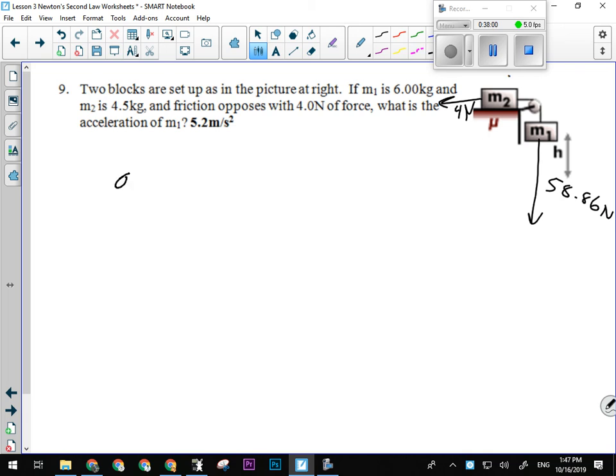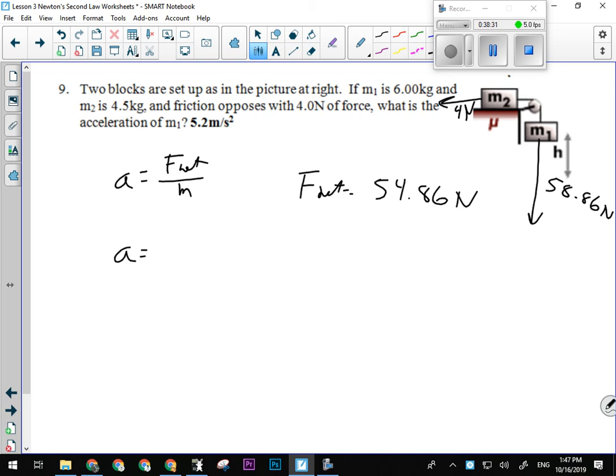So if I want to calculate the acceleration, then I need to know what F net is, and I need to know what the mass of the system is. Even though it wants to know the acceleration of mass 1, I need to calculate the acceleration of the system because it's the same. All right, so F net, very simply, is just going to be 58.86 minus 4. Okay, even though they're over a pulley, they're opposing each other. So our net force is 54.86 newtons.